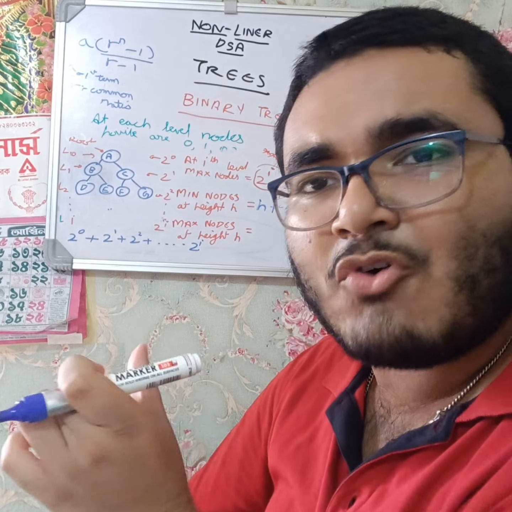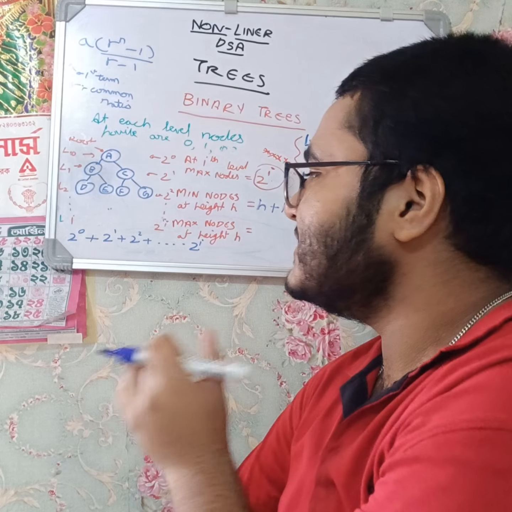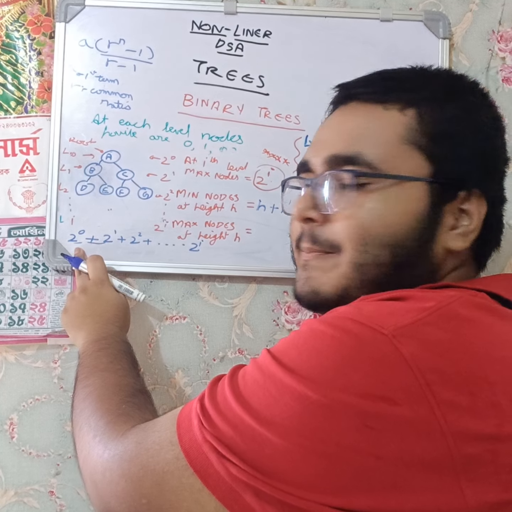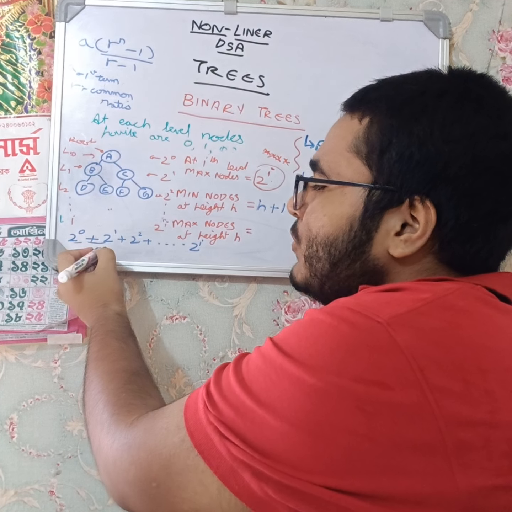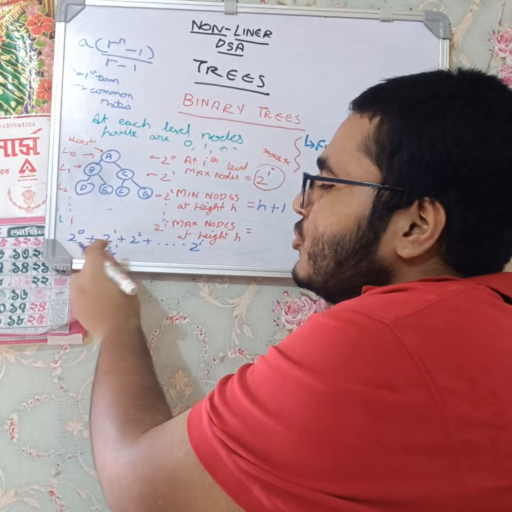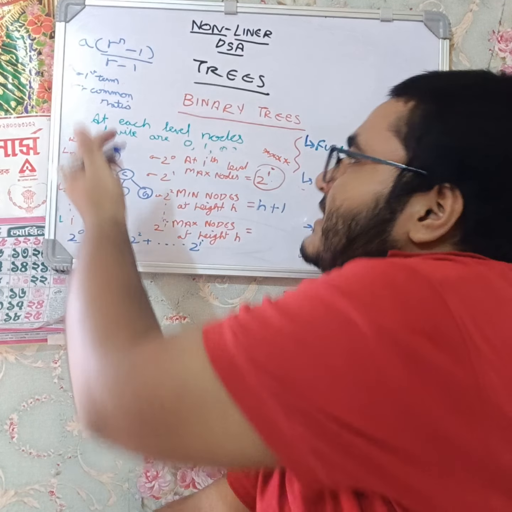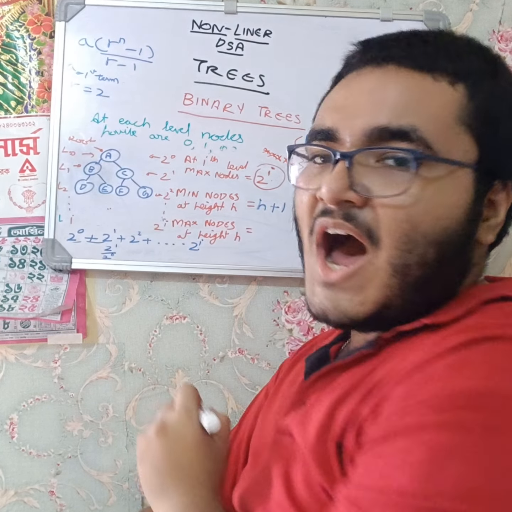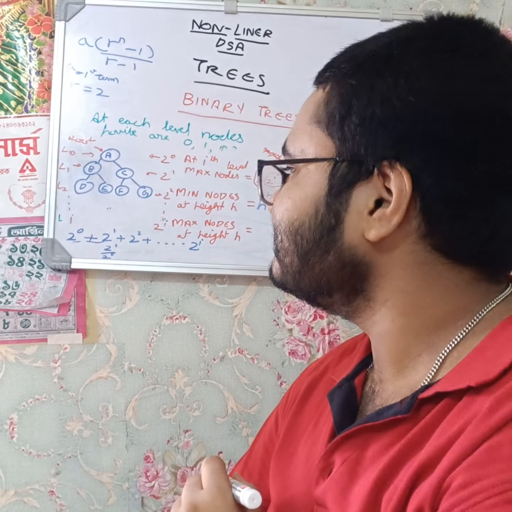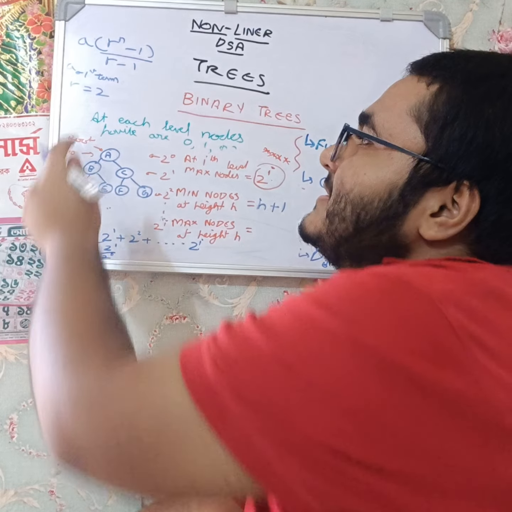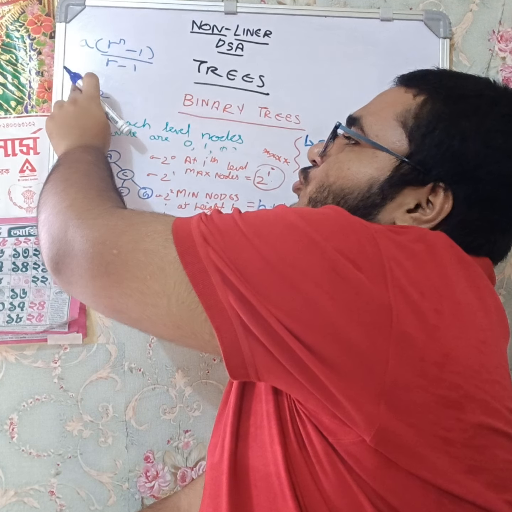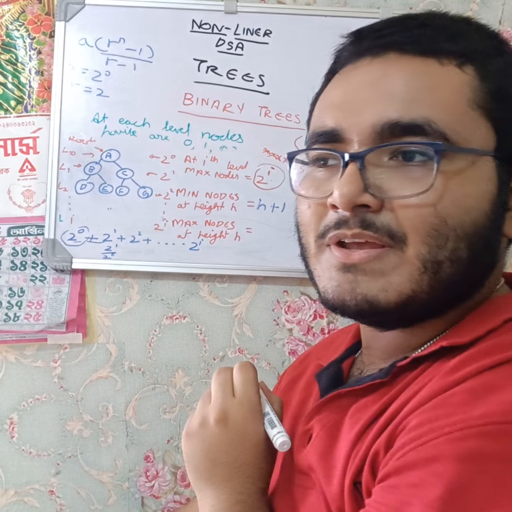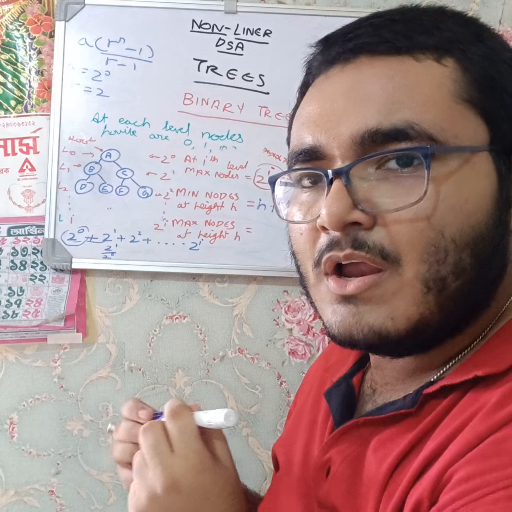So tell me, what is the common ratio here? Let me just consider these two: 2 to the power 1 by 2 to the power 0. So 2 by 1, that is 2. So r is 2 here. And A is 2 to the power 0, because the first term I am having is 2 to the power 0.